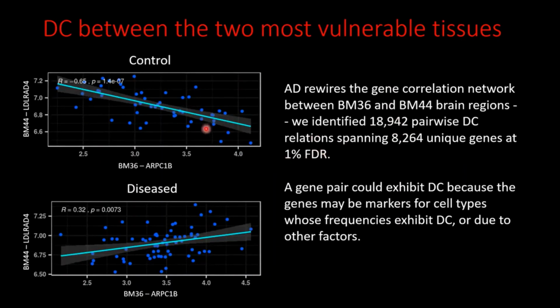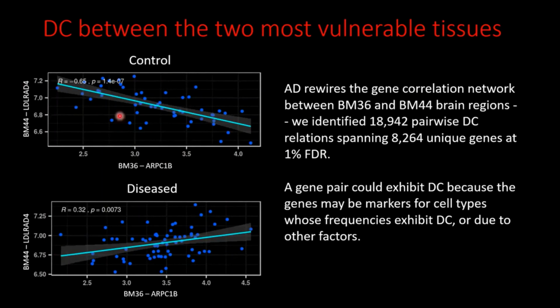One particular example is here between ARCC1B and LDLR-A-depot. Here we see that initially in the control case, the gene expression between ARCC1B and LDLR-A-depot is negatively correlated, and in the disease case, it becomes positively correlated. So this is what I mean by difference in correlation.